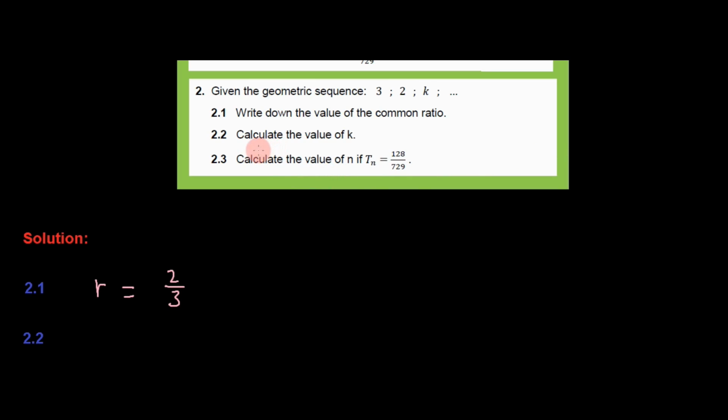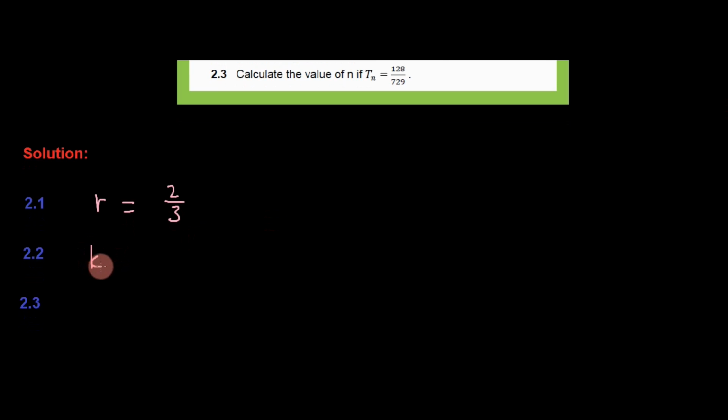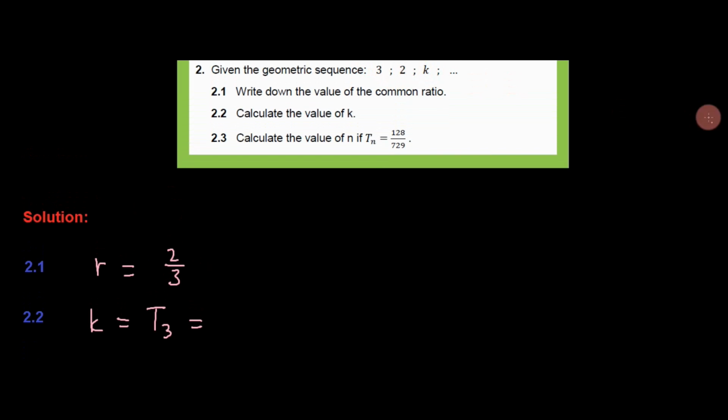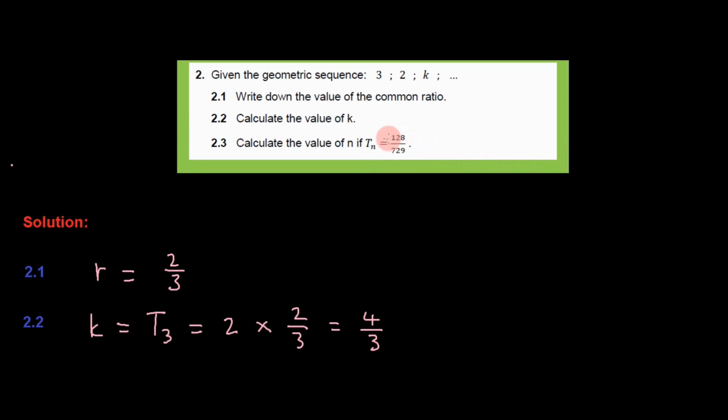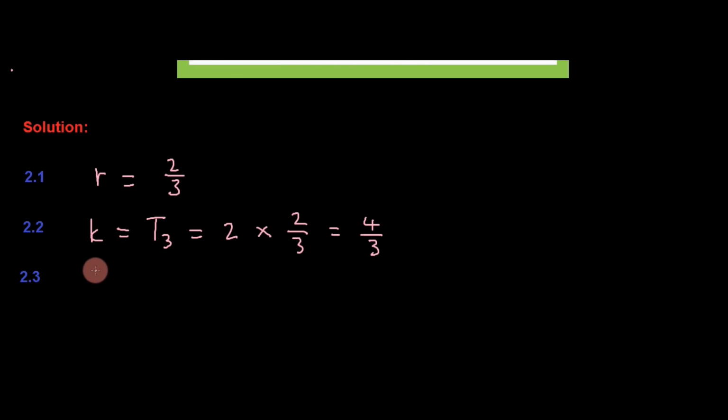In the second question, we must find the value of K, the third term. So K equals the third term, and we can get the third term by taking the second term, in other words 2, and multiplying it by the common ratio r. So 2 times 2/3, which is 4 over 3. Then in 2.3, we have to find the value of n if t sub n is 128 over 729.